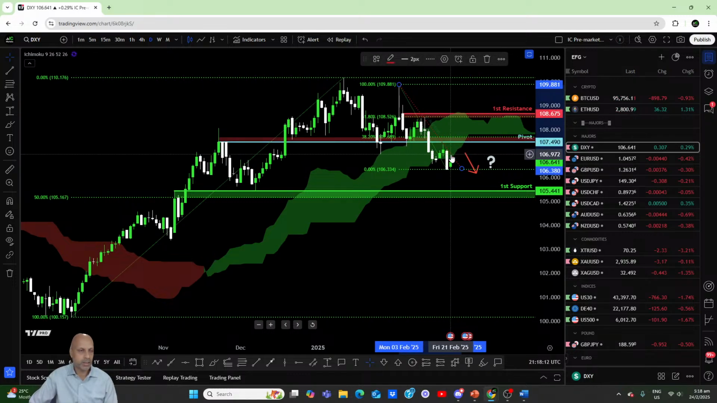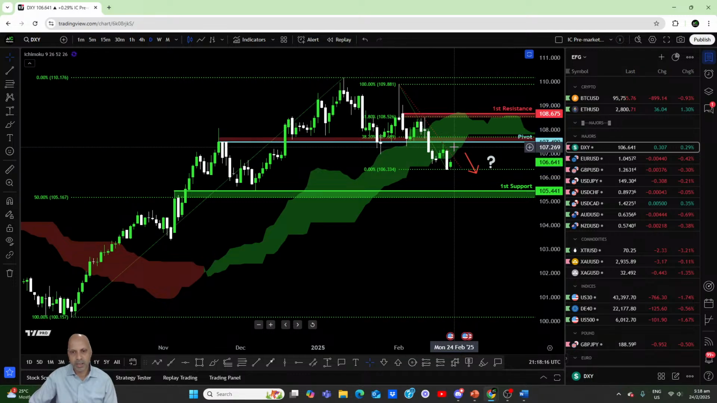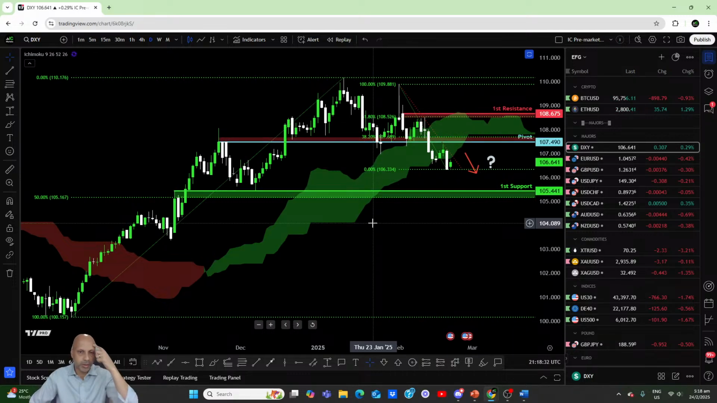If we do see this descending trend line give way, right, if the dollar index can break above the descending trend line, we can then have a higher degree of confidence that this index could reach the pivot. And this is where it could stall once again. From the pivot is a pretty significant overlap resistance accompanied by a Fibonacci retracement at 38.2%.